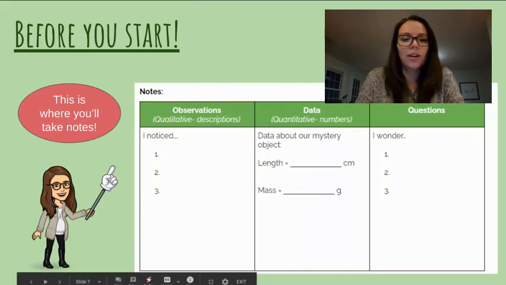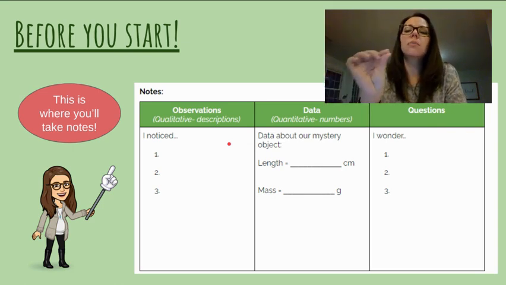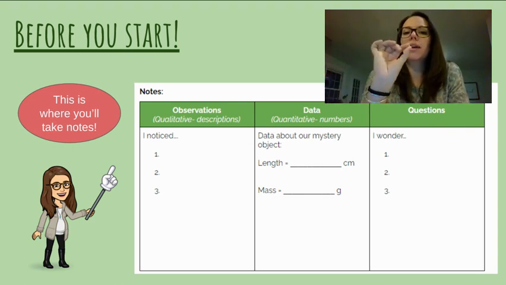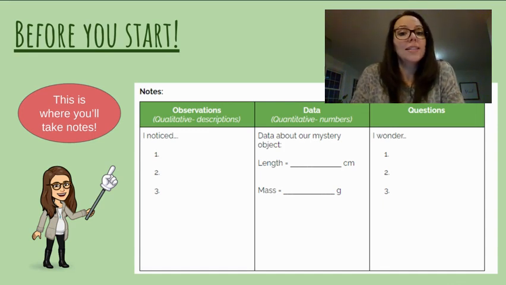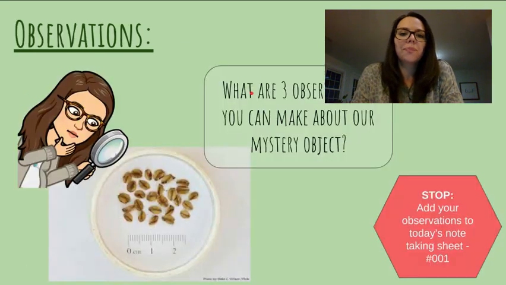Observations, data, and questions. And you're going to notice under observations, we have the word qualitative. So it's going to be descriptive words describing the mystery object. You're also going to have quantitative data. So those are the numbers. So the length and the mass of the object. And then questions, just wonders, things you're wondering about.